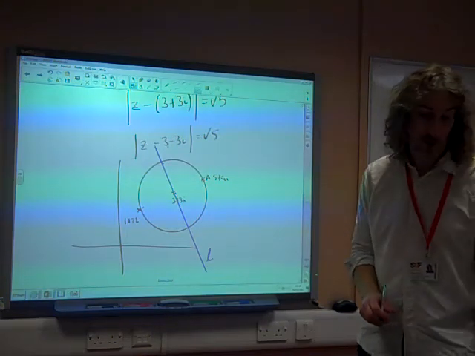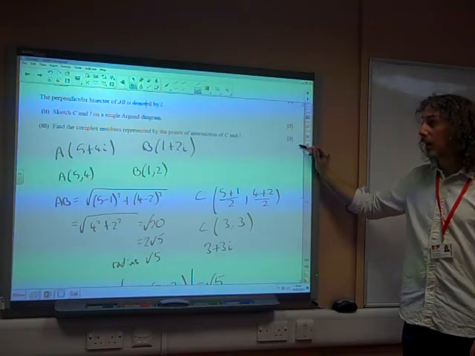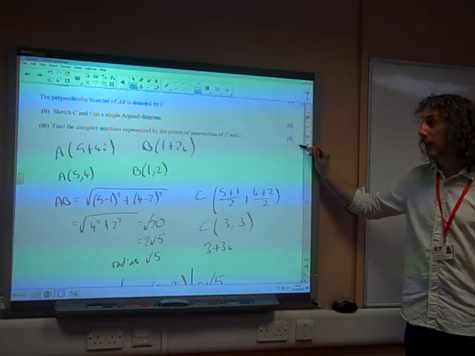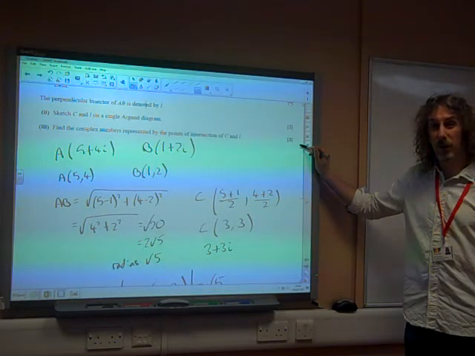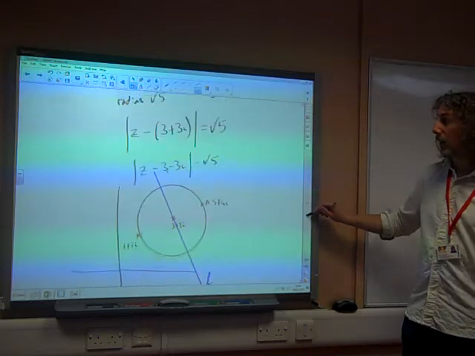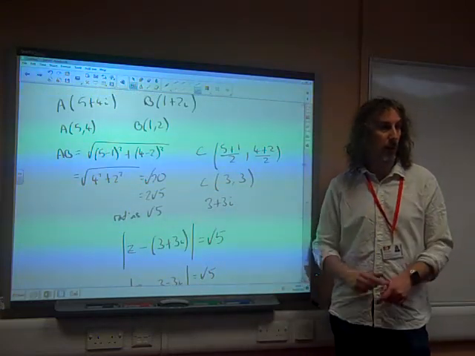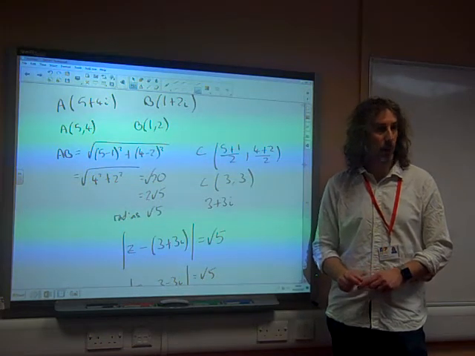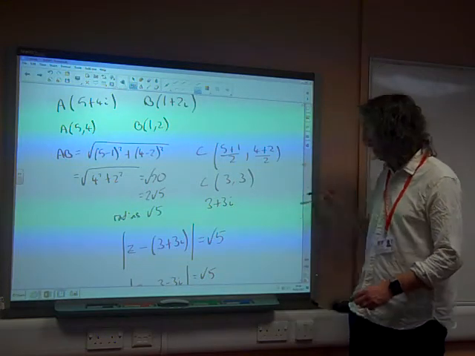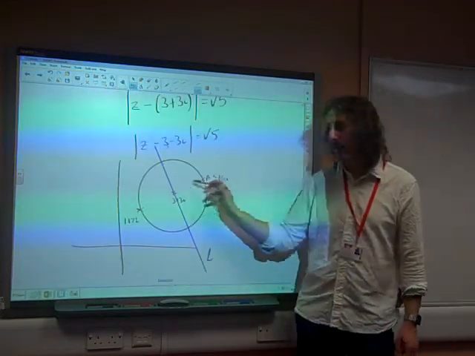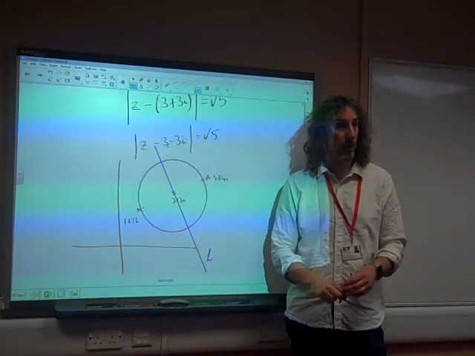For 2 marks. And then the question said, now this looked at first glance like it was going to be difficult, but find the complex numbers represented by the points of intersection of C and L. There's a number of ways we can do this. We could do it completely algebraically if we really feel inclined. We could go back to Core 1 style. We could do the Core 1 equation of that circle. We can find the equation of that line, because we could find that gradient, it's perpendicular to it, we know what point it goes through. So we could do it completely algebraically.